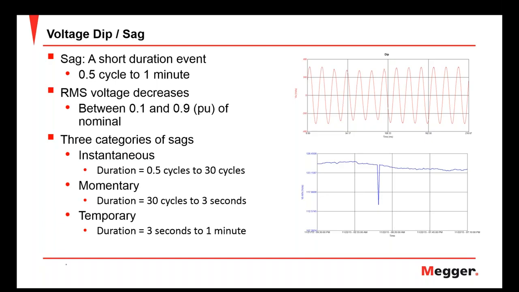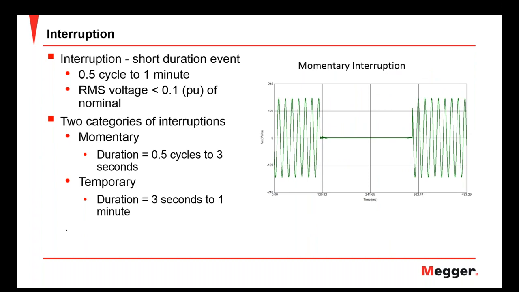And this really has to do more with protective device responses when you hear these terms. Instantaneous means that the sag duration was between half a cycle and 30 cycles. Momentary, 30 cycles to 3 seconds. Temporary, 3 seconds to 1 minute. An interruption is literally when the RMS voltage drops to less than 0.1 per unit, or under 10% of nominal.